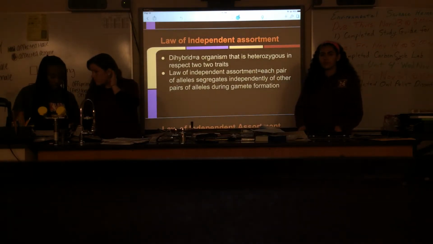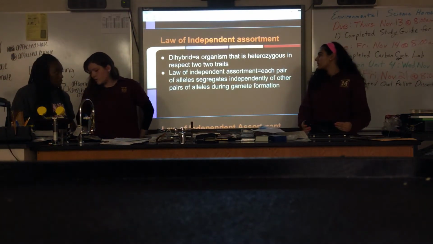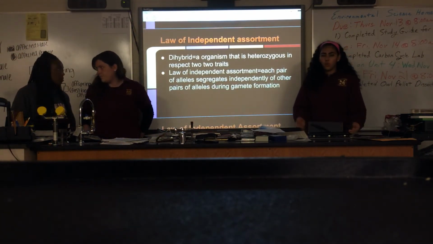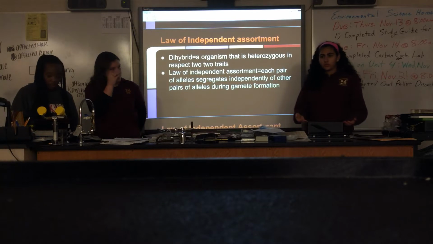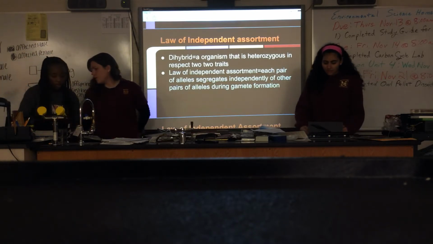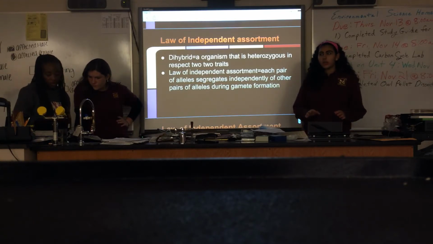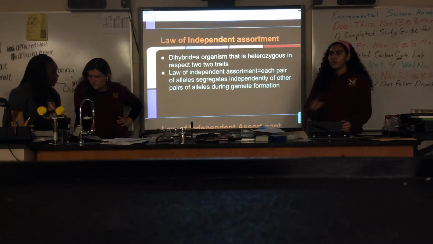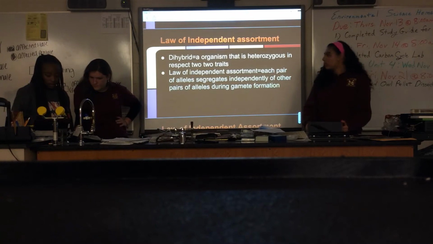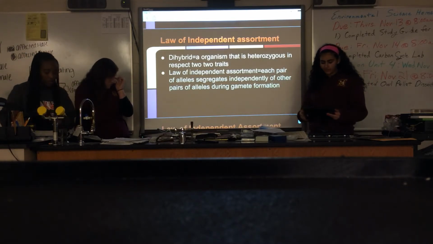So the law of independent assortment is another one of Mendel's laws. Essentially, when genes are really close to each other on the chromosome, we associate them together. Mendel was saying that it doesn't matter how close they are to each other, they're going to sort out in meiosis independently. One isn't going to affect the other. And a dihybrid is an organism that's heterozygous in both aspects, and I'll show this later.